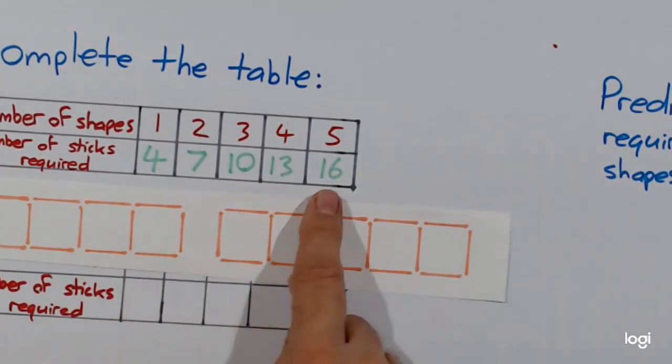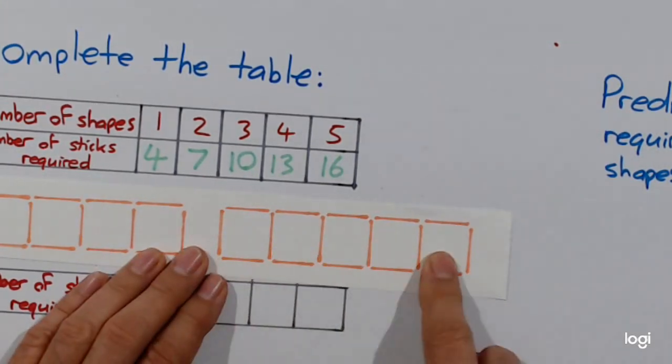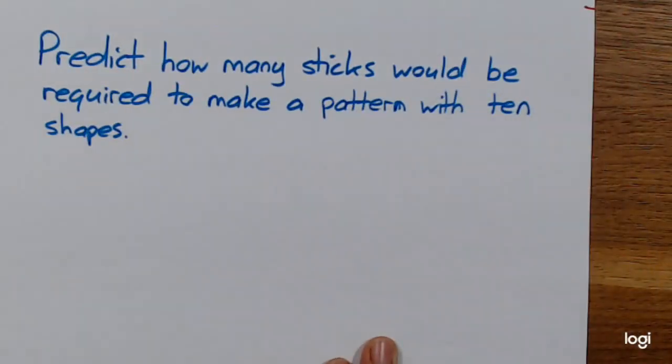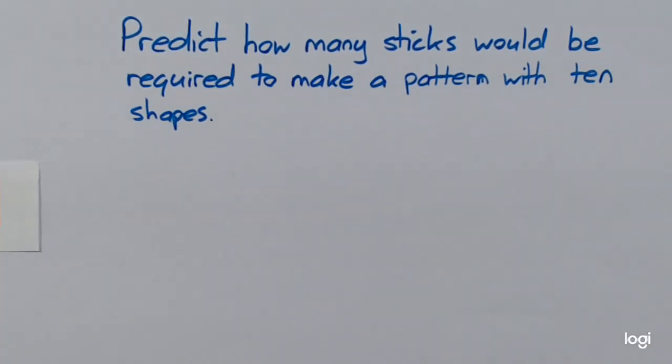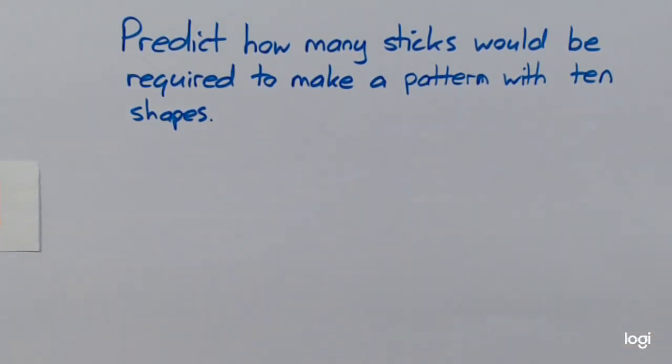So having seen that, predict how many sticks it would take to make one of these that was 10 squares long. Right? So by the time you've filled out that table and by the time you've drawn 5 of these shapes, you should be seeing the pattern well enough to make predictions without actually drawing a shape that's got 10 squares, without covering a whole piece of paper with squares and sticks. You should be able to predict how many sticks you would require to make something with 100 shapes, right?